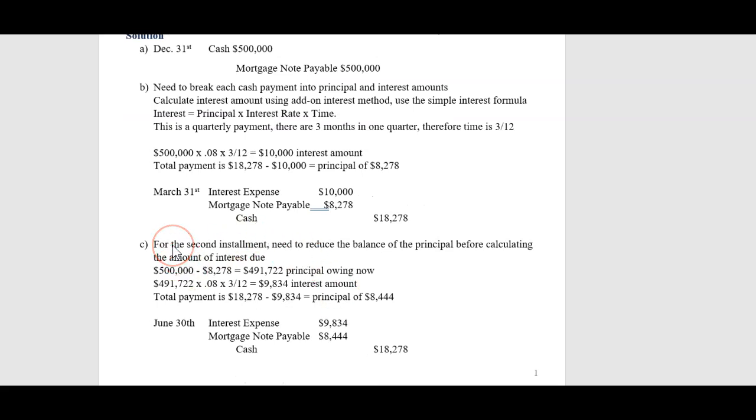And that comes into play when we record the second payment. If you look down here, this is our principal of $500,000. If we subtract out the $8,278, the amount of principal we paid in our first payment, we now owe a principal of $491,722. So that's the number that we're actually going to use to calculate the interest on for our next payment. So we take that new principal balance of $491,722, multiply by, again, our 8%.